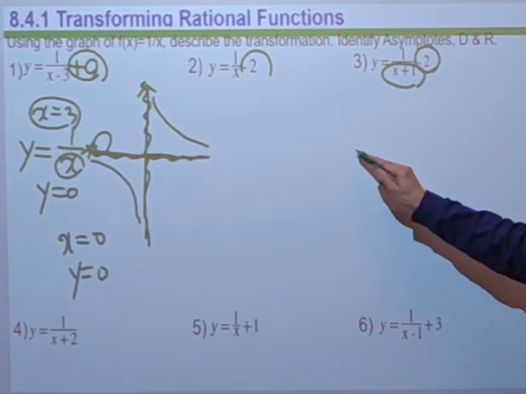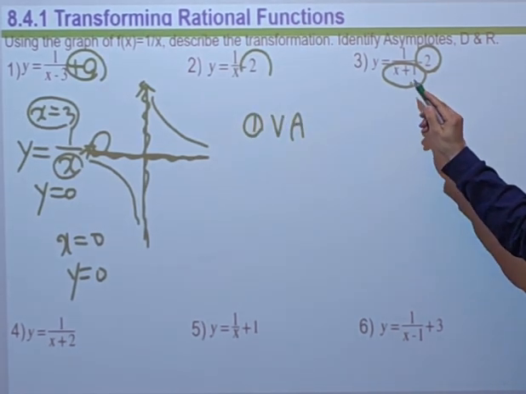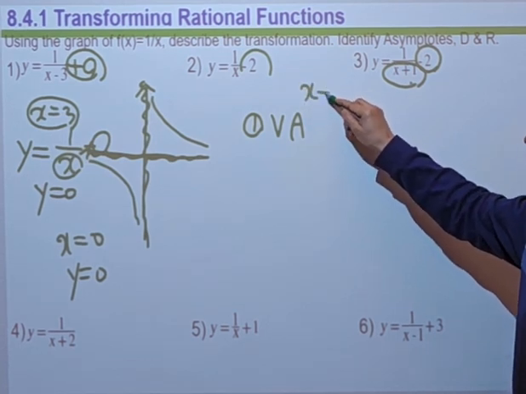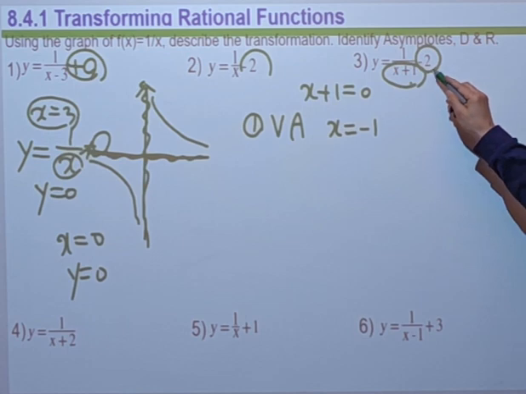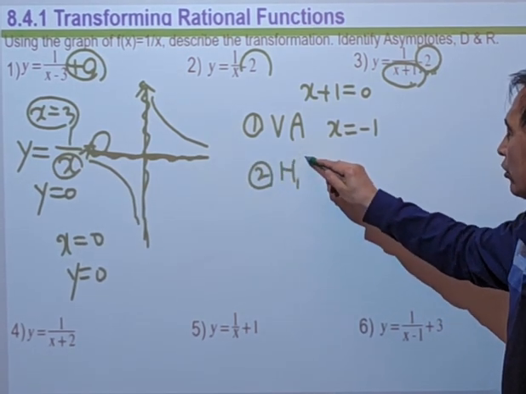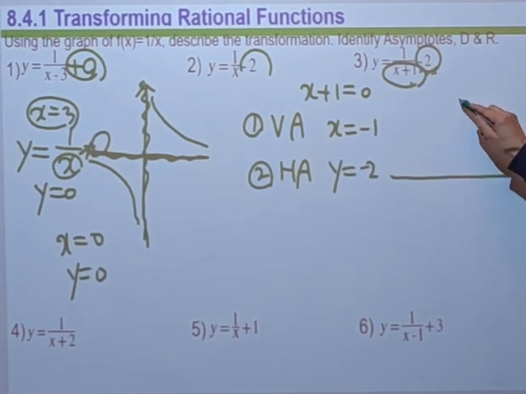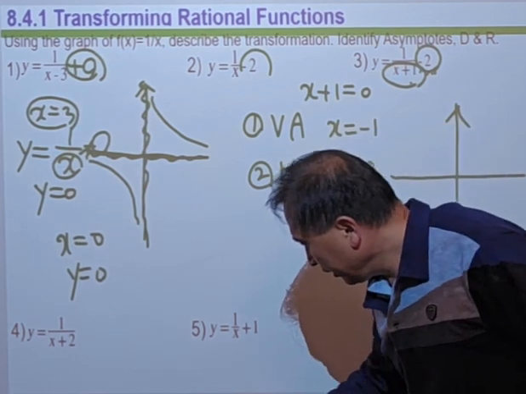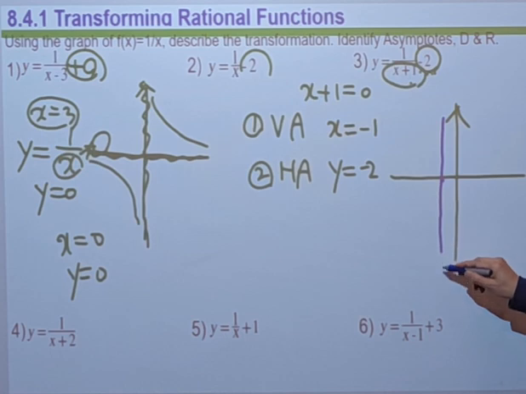So let's draw one of those here. Vertical asymptote first. Let's say this is x plus 1 equals 0. From there, x equals -1. That's the vertical asymptote. And then -2 is the horizontal asymptote, so the horizontal asymptote is y equals -2. That means you draw the asymptotes first. In this case, x equals -1 is the vertical asymptote, and then y equals -2 is the horizontal asymptote right here.